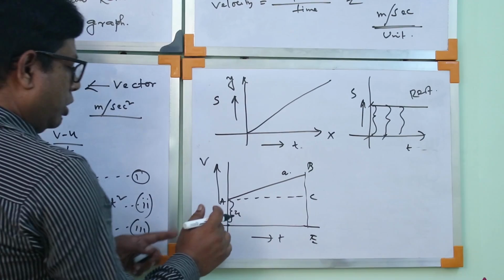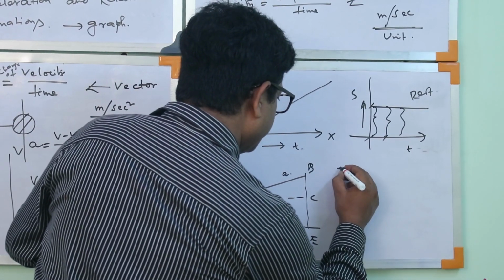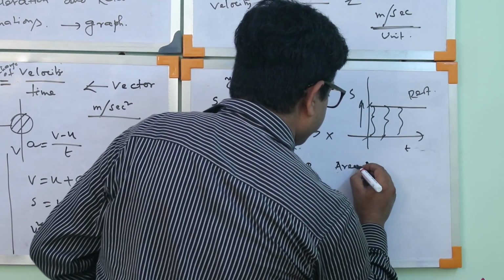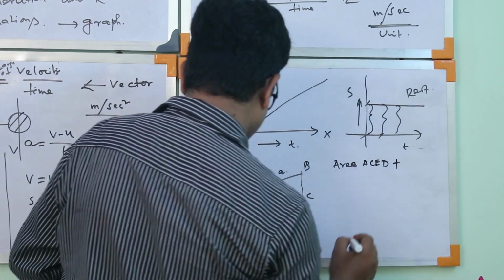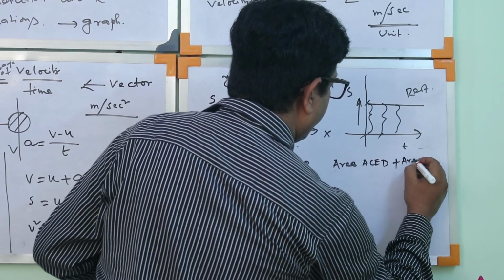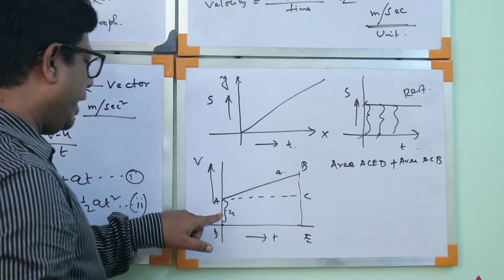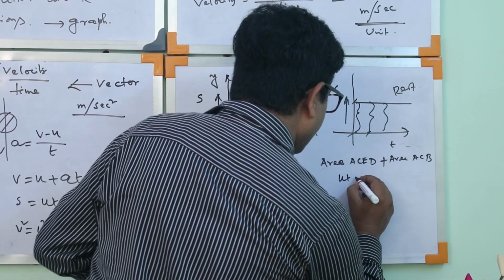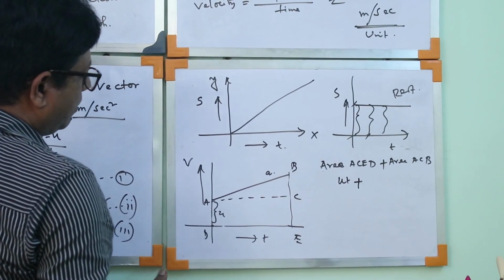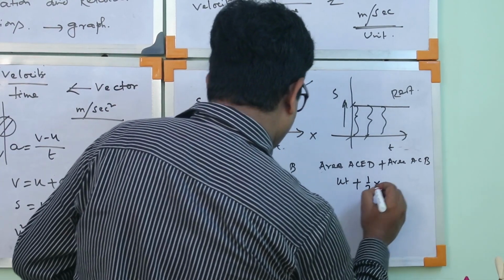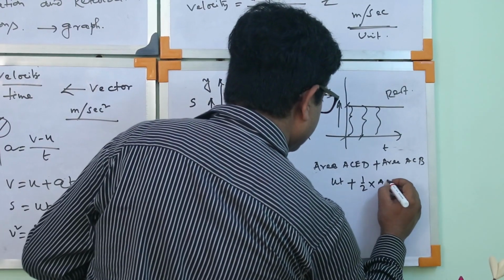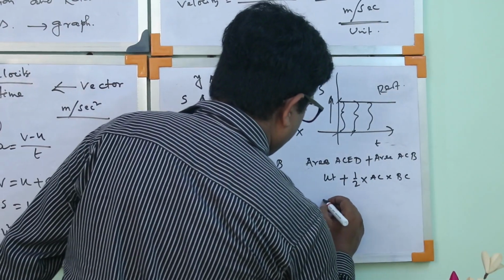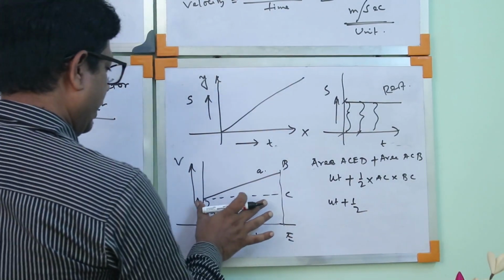What is this? This will be equal to the area of ACED plus the area of ACB. What will be the area of ACB? This is u and t, that means length into breadth, that means ut. The area of ACB is a triangle, half into AC into BC. That means ut plus half AC. AC means t.